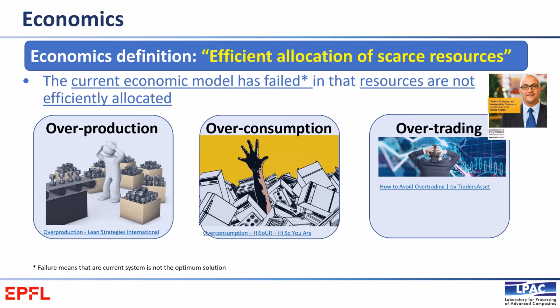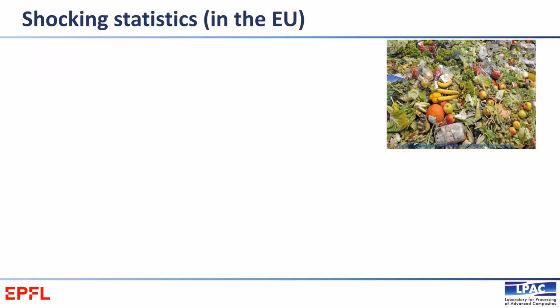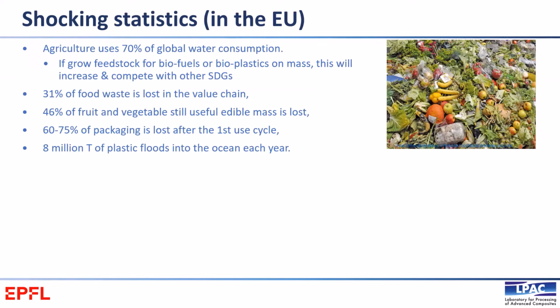Now, how many of you have old iPads, TVs, screens at home in your house? I know that we do, okay? So we're overproducing, overconsuming, and overtrading. And that's what we need to address. We need to come up with a new economic model, which is an improvement on the current one. And just to touch briefly on food with some shocking statistics.